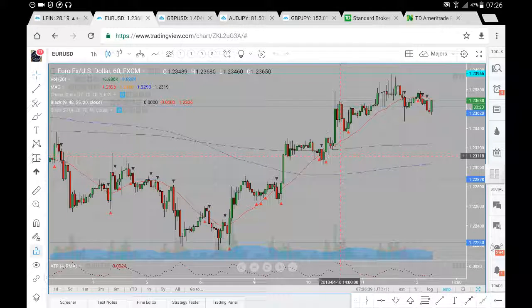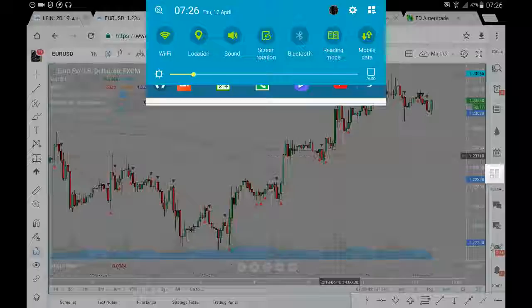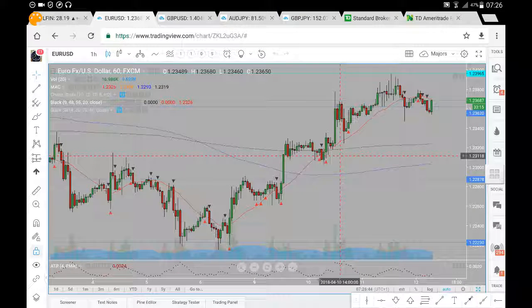So this euro dollar analysis for Thursday, the 12th of April. Now, let's just have a look at what prices have been doing and where prices may likely go.